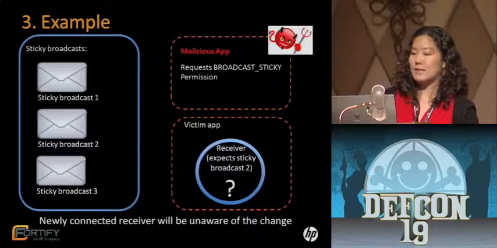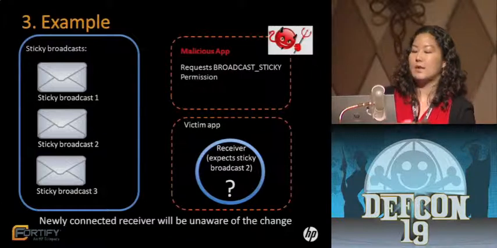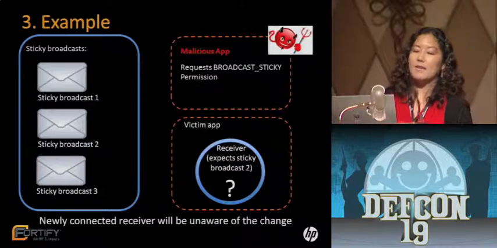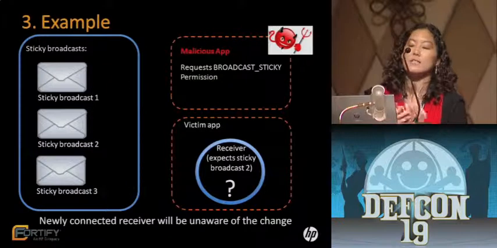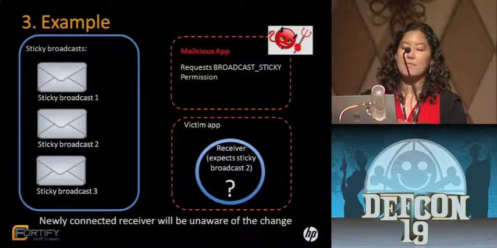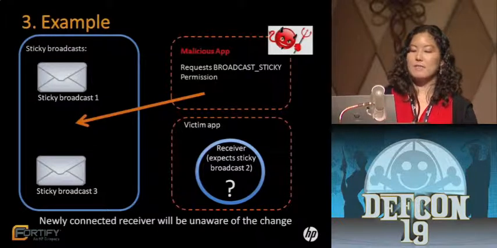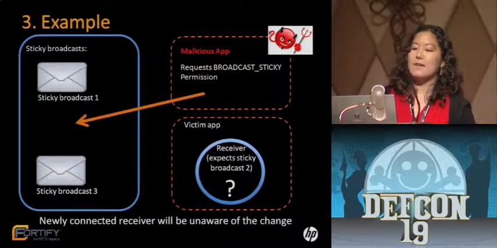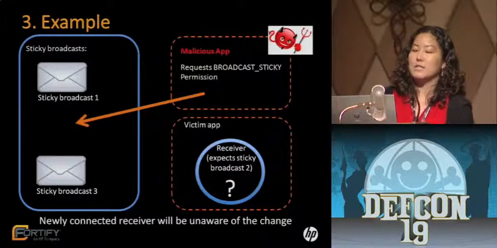So here's an example that illustrates that. On the left, we have a list of sticky broadcasts, and then we have a malicious receiver. This receiver has the broadcast sticky permission, which is a normal permission. It gets granted by default when you install an application, so the user doesn't see it. What the attacker can do is remove this sticky broadcast. As a result, the victim application that appears later won't get this data in the sticky broadcast.